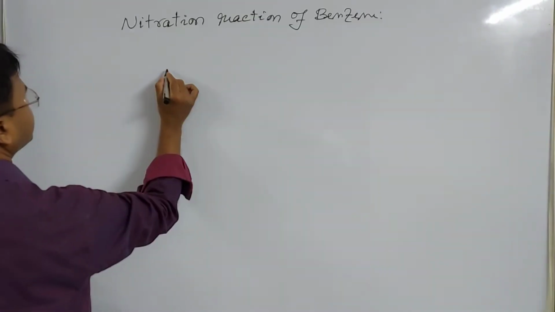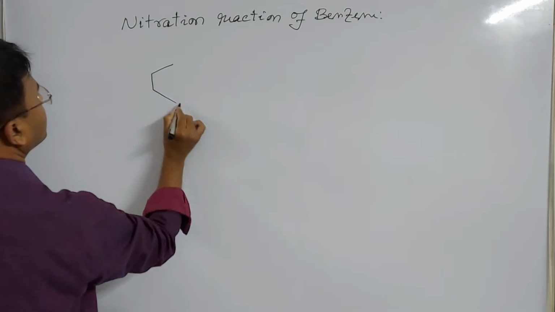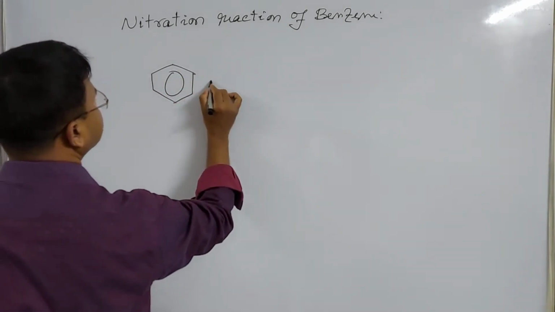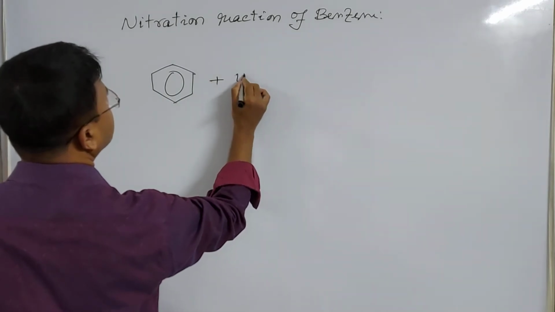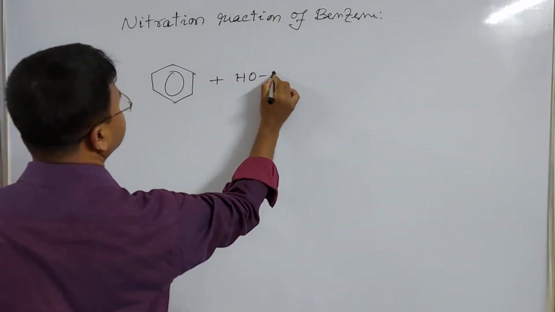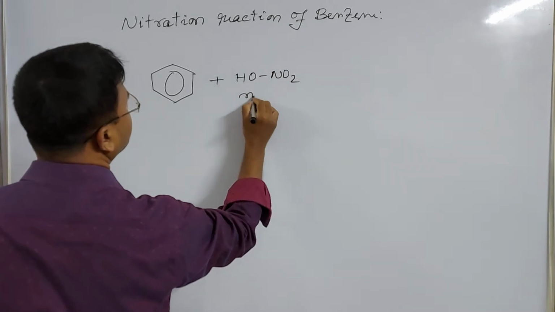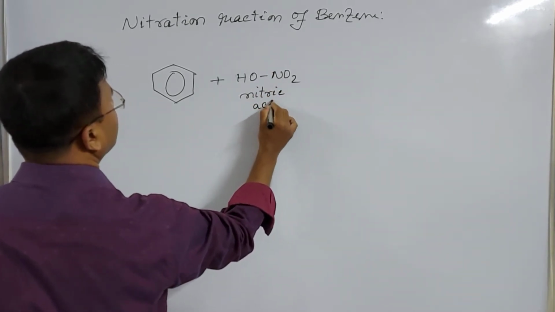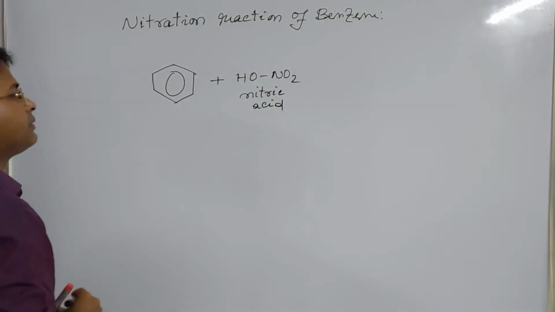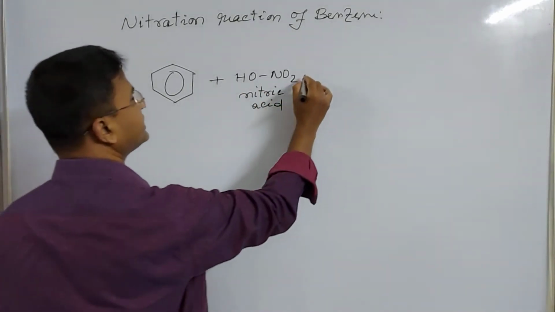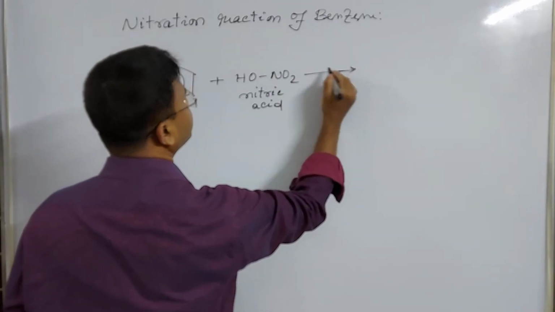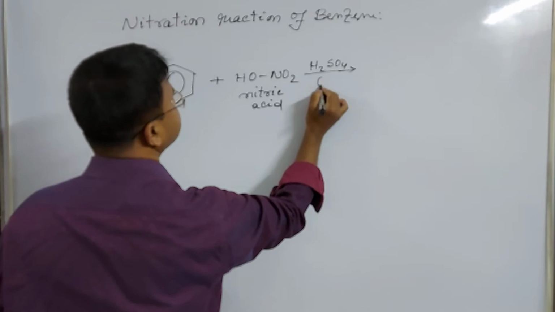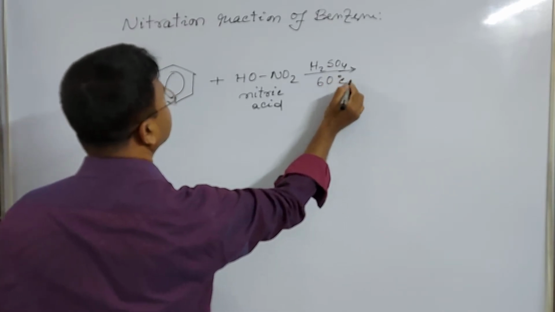Nitration reaction of benzene in the presence of sulfuric acid. This is actually nitric acid. I have written the partial structural formula of nitric acid just to make you understand easily, in the presence of sulfuric acid, H2SO4, at 60 degrees centigrade temperature.